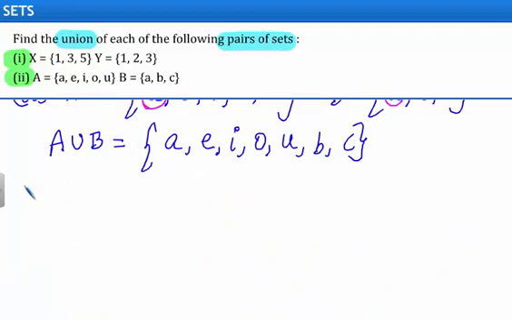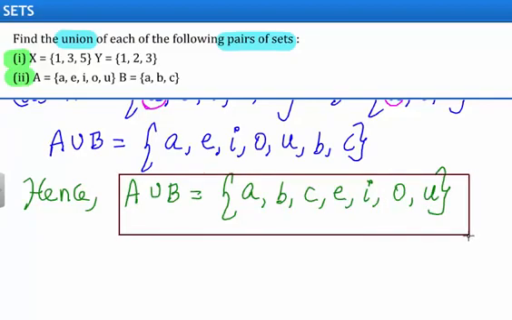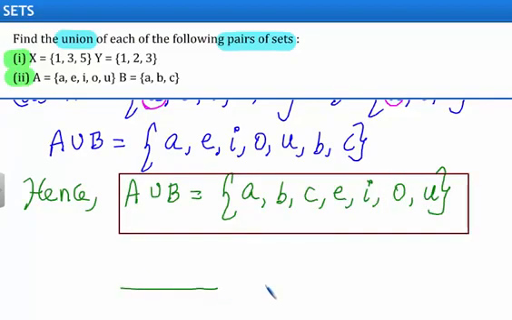Hence, A union B is equal to set of elements A, B, C, E, I, O, U. This completes the solution.